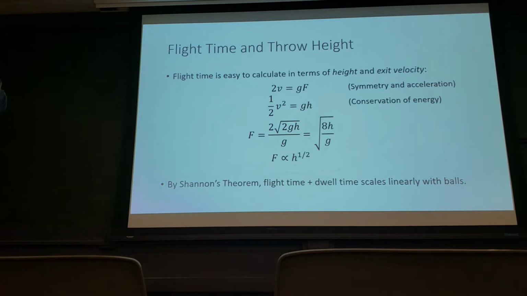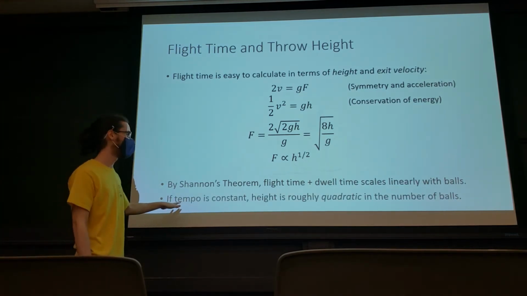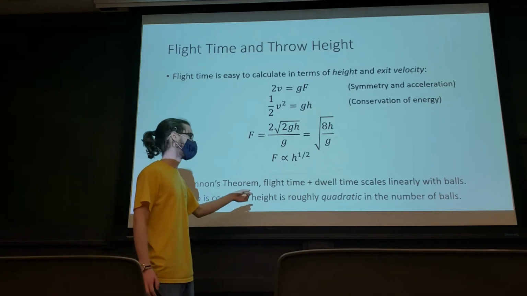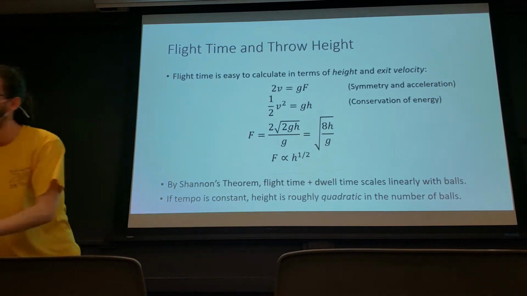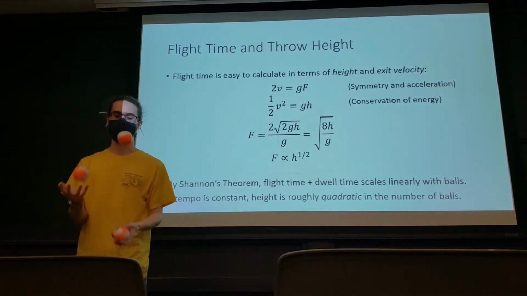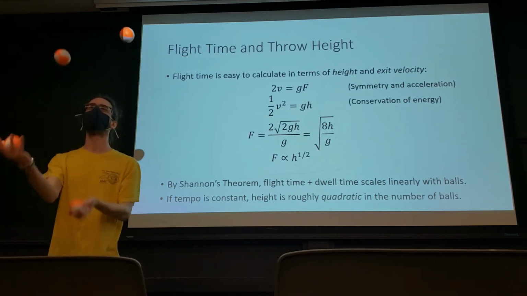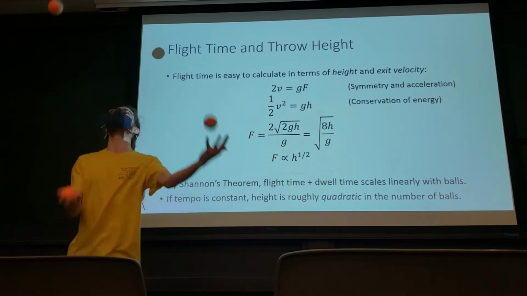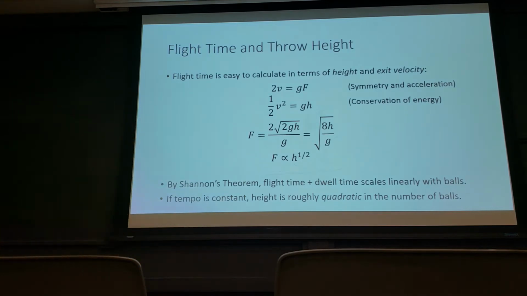And so we can conclude that if you're throwing at a constant tempo, and you're not varying it, then the height that you're throwing the balls to should be roughly quadratic in the number of balls you're juggling. So if I juggle 3 balls, it's very low down here. If I try to juggle at the same speed, 4 balls, it's much higher. And then 5 balls at the same tempo is really hard to do because you have to throw them very, very high.